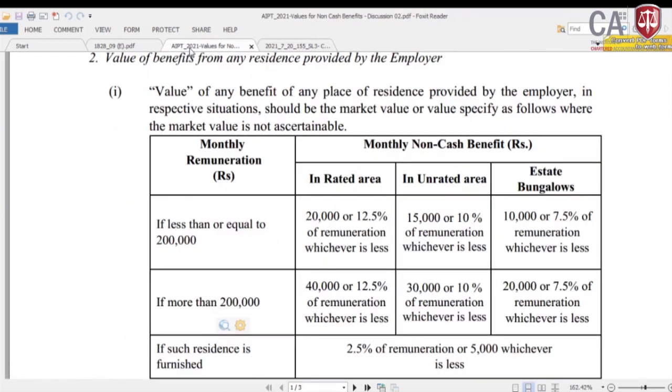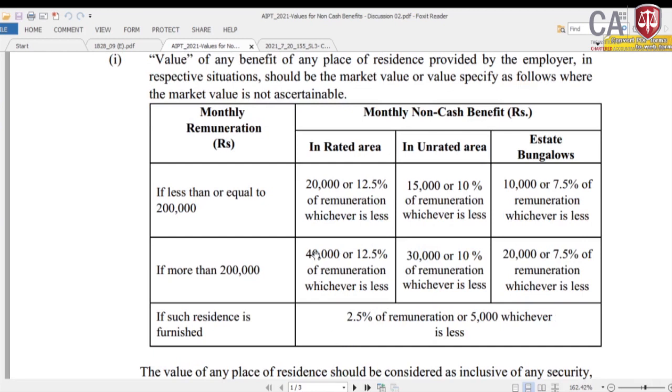That issue is also concluded. Now, 40,000 or 12.5% of the remuneration, whichever is less, you need to take, because the fair market value of the housing benefit has not been provided. Therefore, you have to go for the non-cash benefits. Accordingly, the salary is more than 200,000, and there is a fixed limit of 40,000 for the housing benefit, and then for salary you have to apply the 12.5%. Whichever is lower, you have to take as the housing benefit.